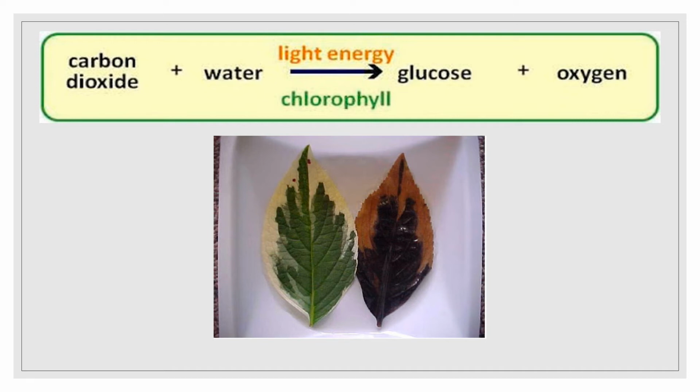The color will not change. The leaf will remain brown. It will not turn blue-black, and that is because there is no starch in it. The plant has consumed the starch that it had produced in the past 2 days or the previous 2 days.